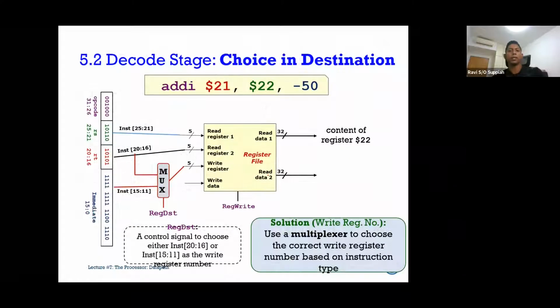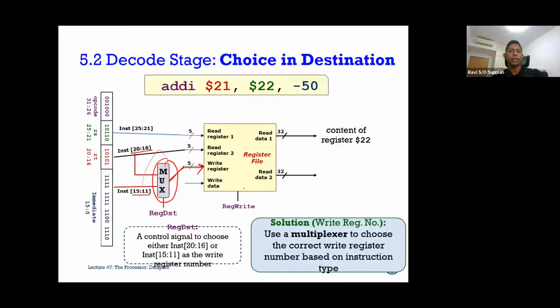So now let's come back over here. What I'm doing is adding a multiplexer. And what does this multiplexer do? It takes in the bits 20 to 16 and 15 to 11, and one of them will be channeled to be the write register selection. So now I am providing more variation to how the processor is going to behave.